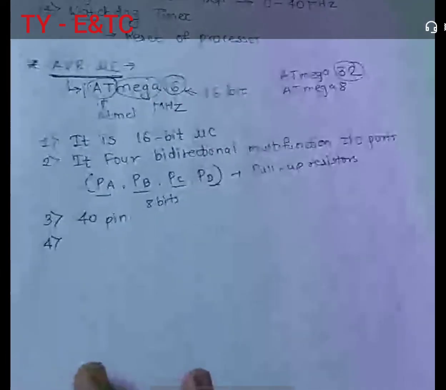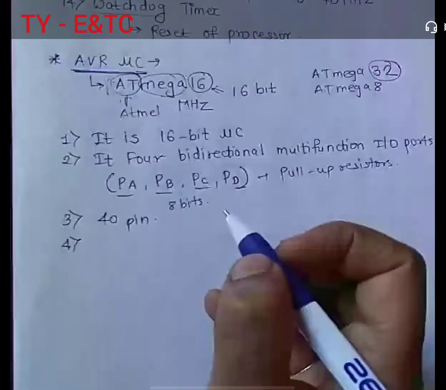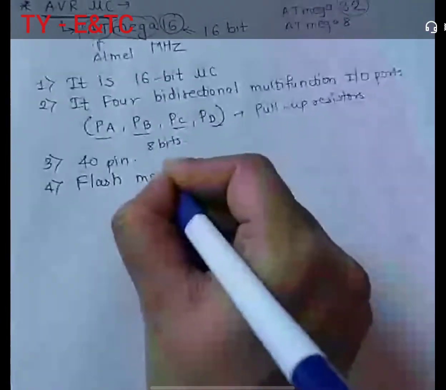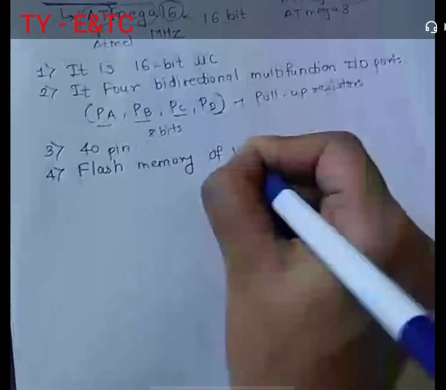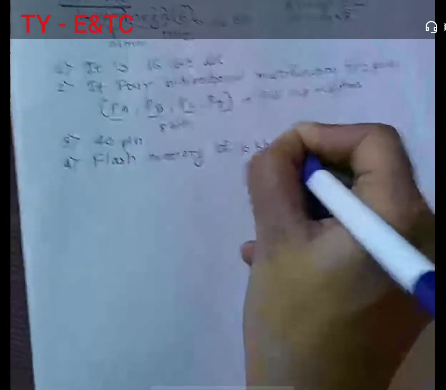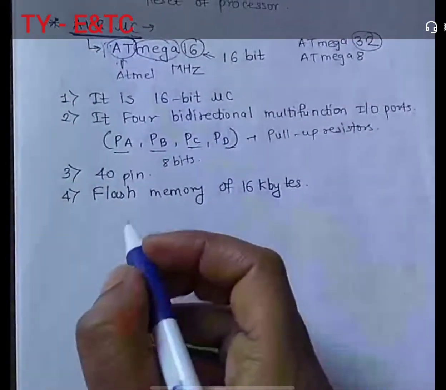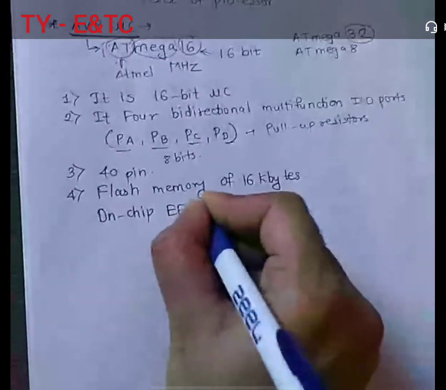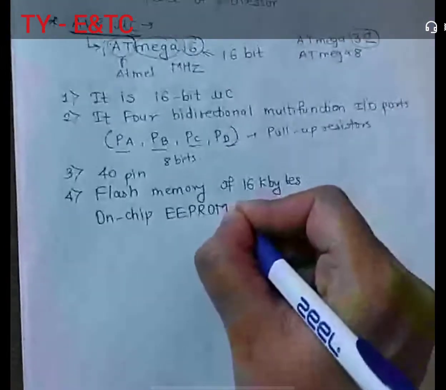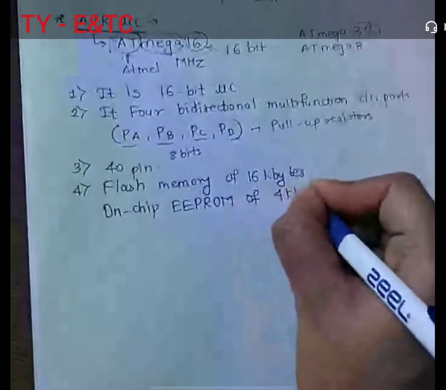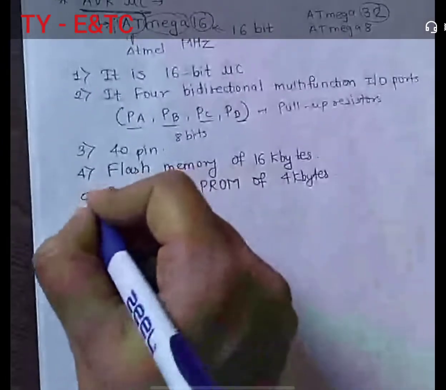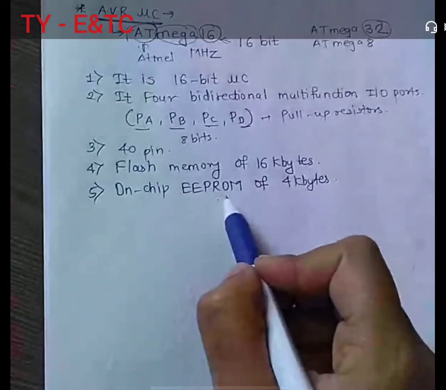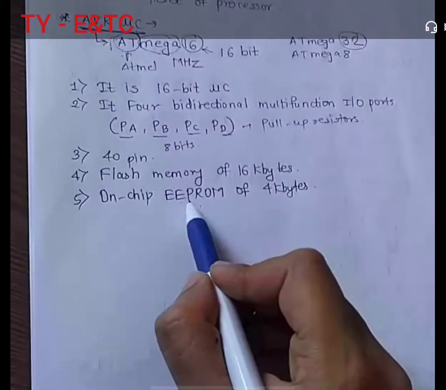Next feature is related to the memory capacity now. This Atmega 16 is having flash memory of 16 kilobytes, and on-chip EEPROM of 4 kilobytes. It is having a flash memory of 16 kilobytes and on-chip EEPROM, electrically erasable programmable read only memory, of 4 kilobytes.